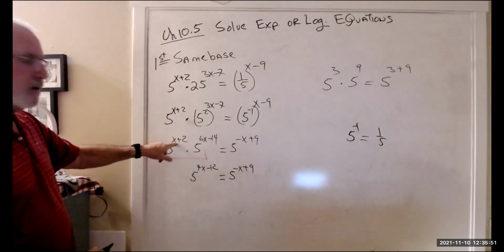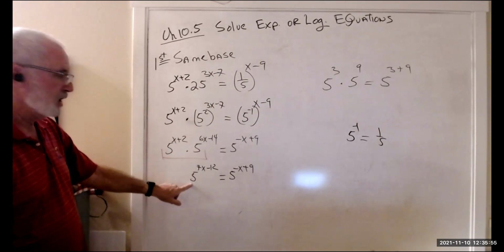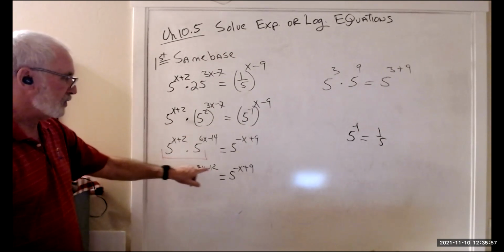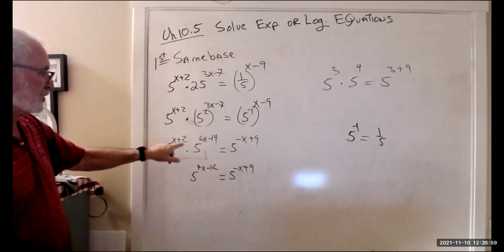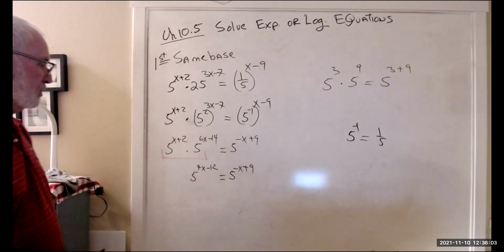5 to some power times 5 to some power, keep the base, and I added the two powers together. x plus 2 plus 6x minus 14, combined like terms.